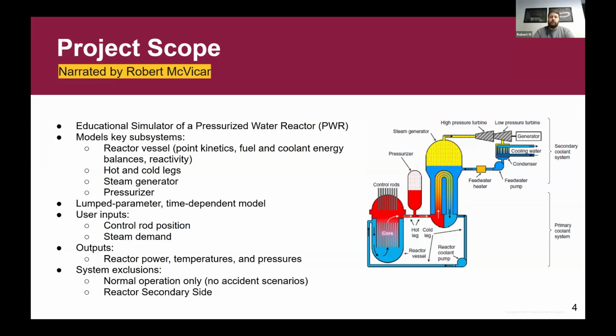From a user perspective, interaction is limited to two inputs, control rod position and steam demand, which affect reactor power, temperatures, and pressures. The model is limited to normal operating conditions and does not include accident scenarios or the full secondary system. With that scope defined, I'll hand it over to Justin to walk through the research phase.